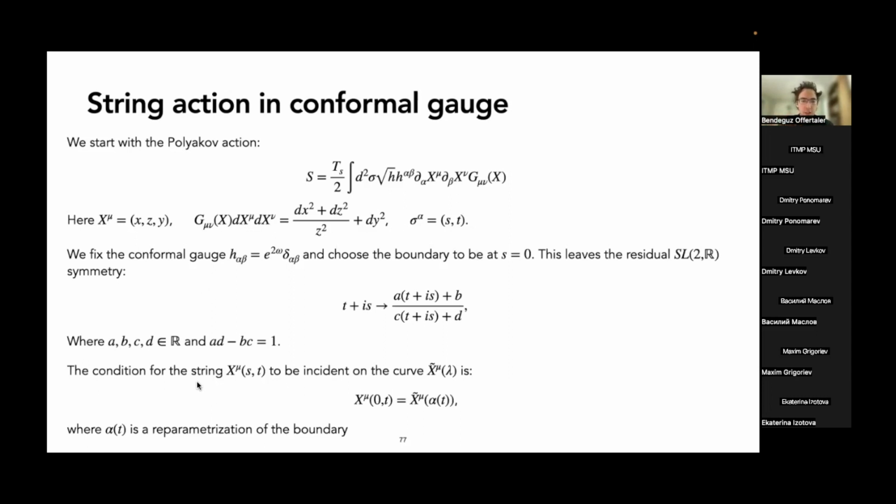And then the condition for the string x mu of s and t to be incident on some curve x tilde of lambda is given like so, where alpha is some general reparametrization of the boundary. And note that we have no more freedom left in coordinate transformations on the world sheet to get rid of alpha. So alpha will become dynamical and play an important role.